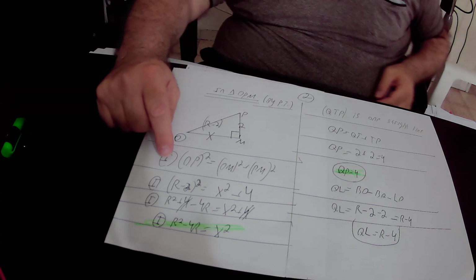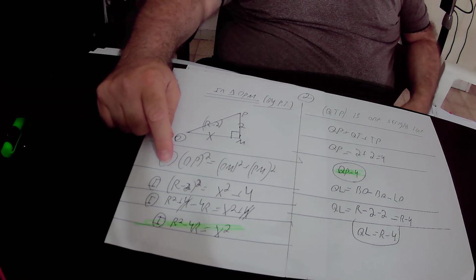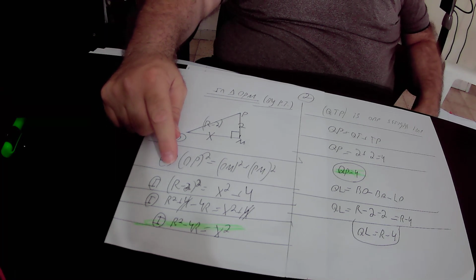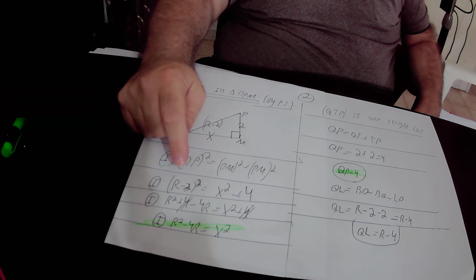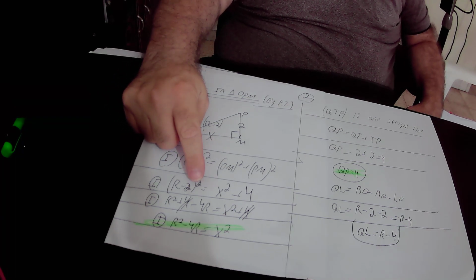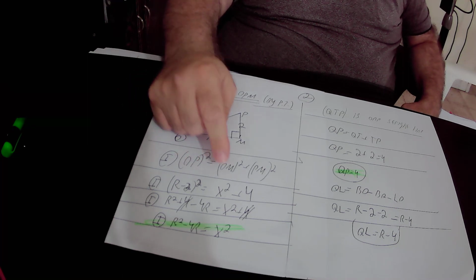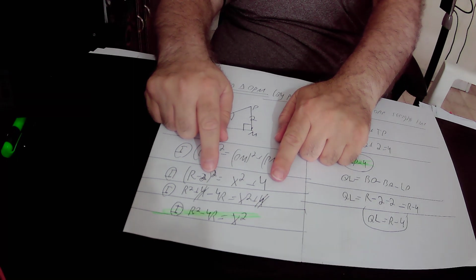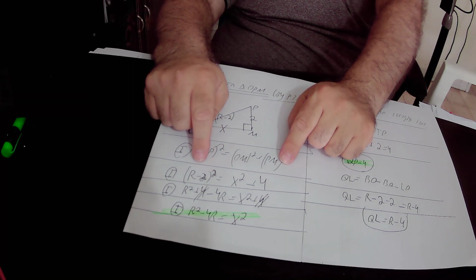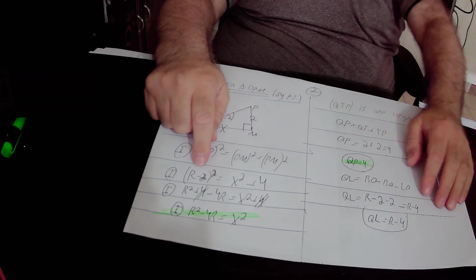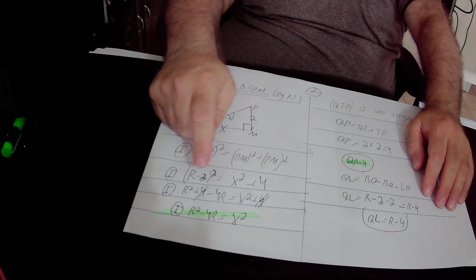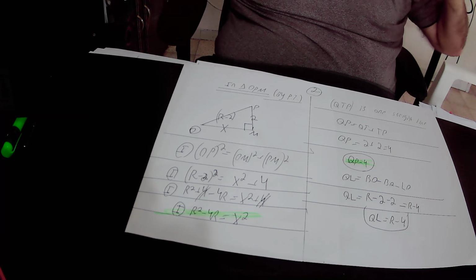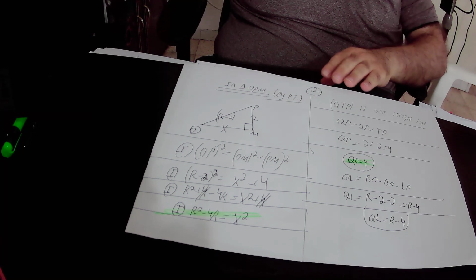Here we open the brackets on this side of equation number 1, and we find that (R minus 2) squared equals R squared plus 2 squared, that is 4, minus 2 times R times 2, that is minus 4R. On the other side of the equation we have x squared plus 4. So we have 4 on both sides of equation number 1, so 4 will get cancelled. What is left is x squared equals R squared minus 4R. So according to equation number 1, x squared equals R squared minus 4R.